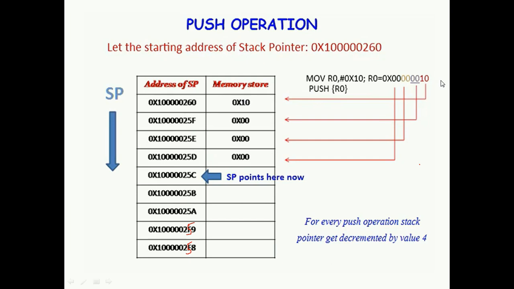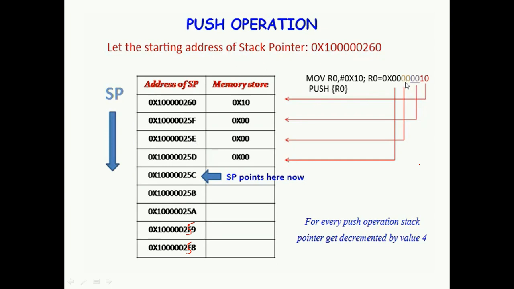From the LSB side, the first byte, that is 10, is pushed to the stack first at the starting address of the stack pointer. After that the stack pointer value gets decremented by 1. It was 260, now it is 25F. After that, from the LSB side the second byte of R0 is pushed to the stack, that is 0x00, in hexa value. Again after the second byte push, the stack pointer value gets decremented by 1. Before it is 25F, now it is 25E.